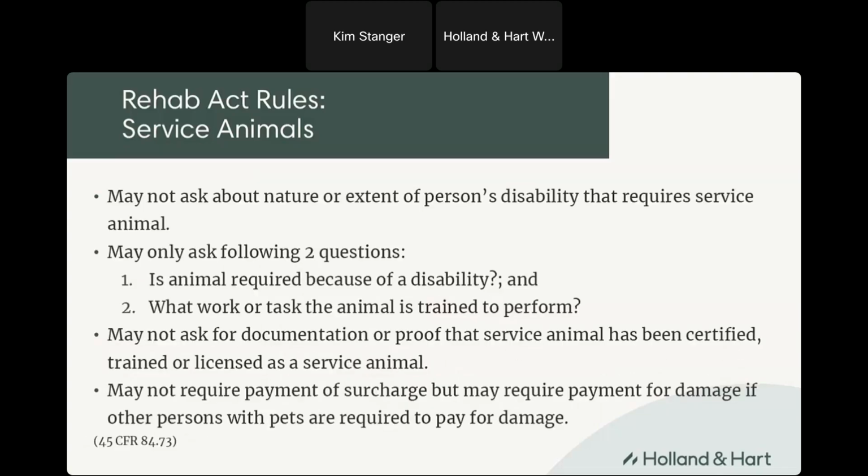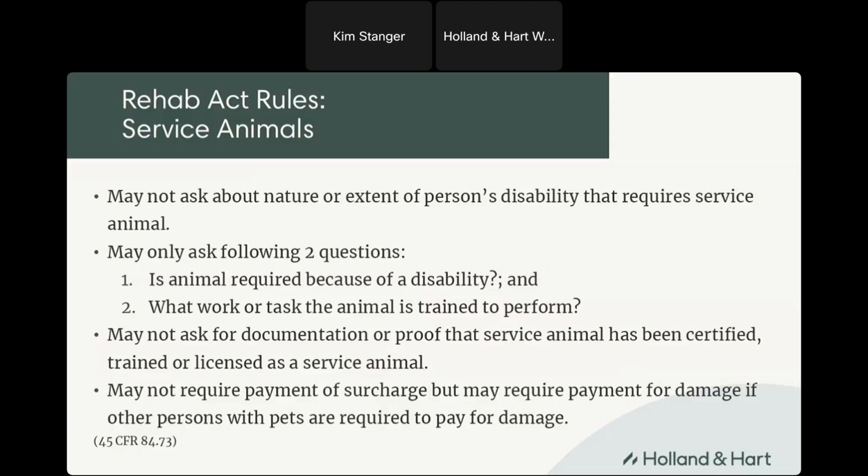When it comes to service animals, you may not ask the patient about the nature or extent of the person's disability. If they require a service animal, the only thing that you can ask is two questions. You can ask, is the animal required because of a disability, and what work or task the animal is trained to perform? So you can't ask them what their disability is, but you can ask them what work or task the animal is trained to perform.